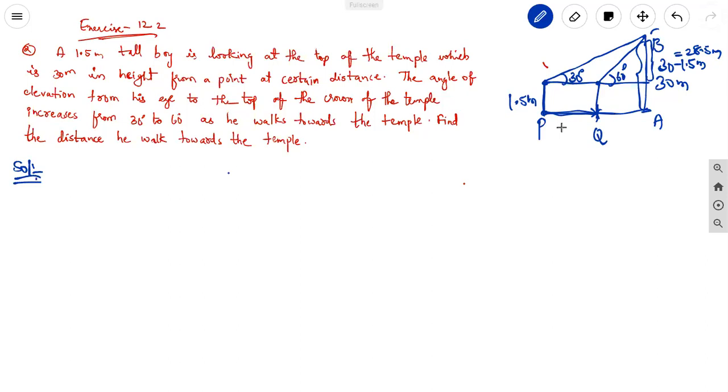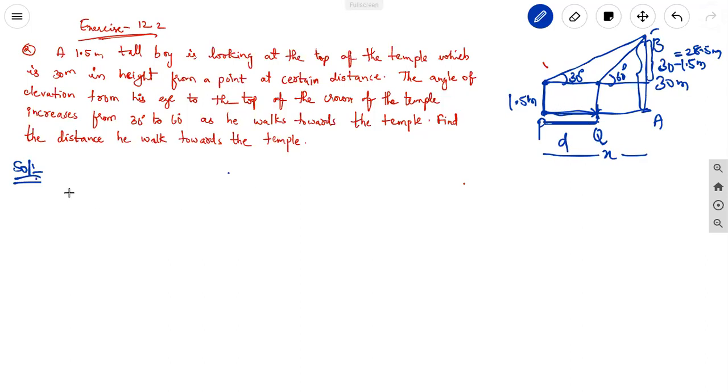Now we can find the distance he walked towards the temple. That is nothing but the PQ distance that we should find out. First, we take the PQ distance as small d and the total distance as small x. Here we know the opposite side and the adjacent side with the angle, so we use the tan ratio only.